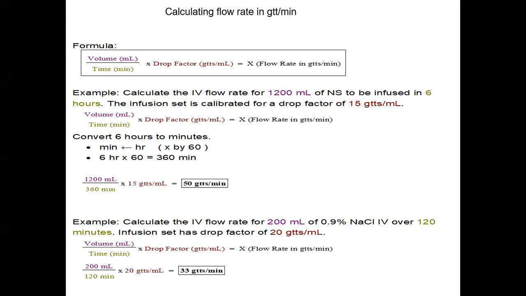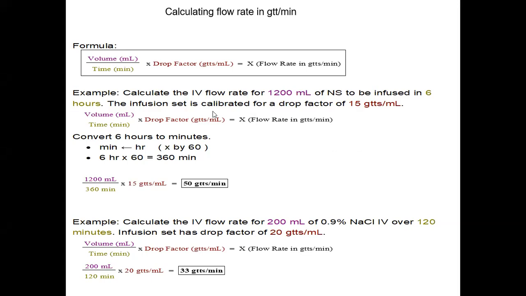Okay, next we're going to go over drop factors. All right, so for drop factors, your formula is going to be your total volume in mLs, divided by your total time in minutes, times your drop factor, and that's going to equal your flow rate in drops per minute, and it's going to be a whole number.